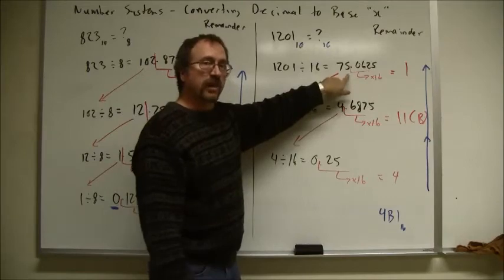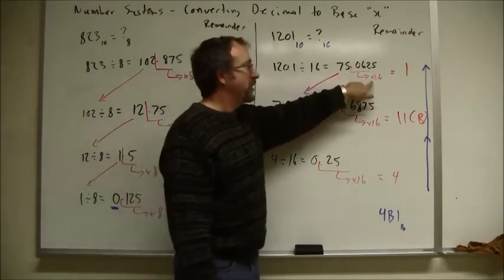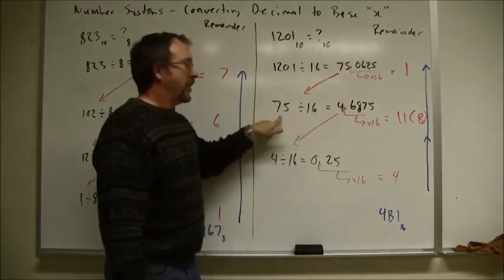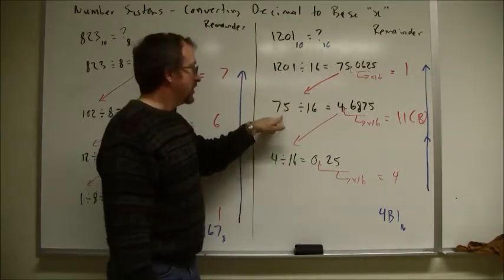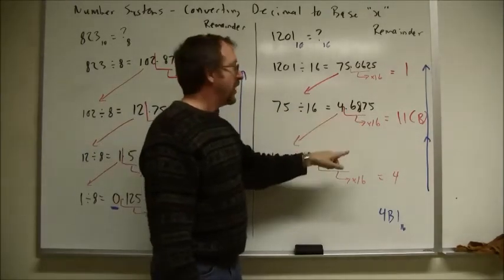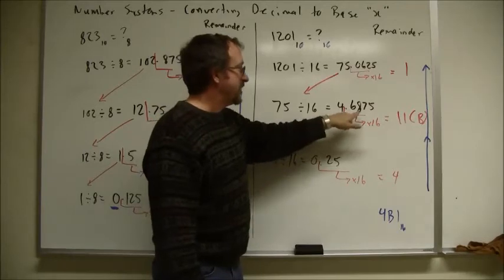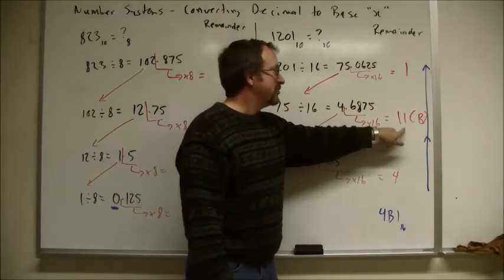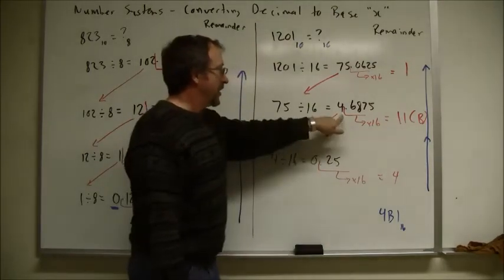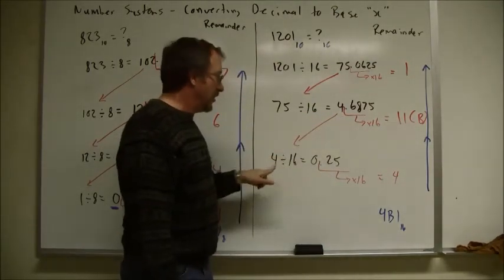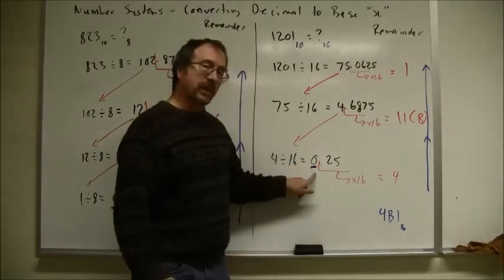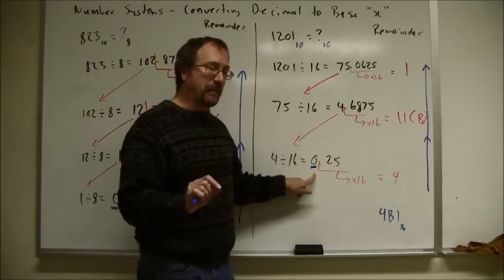Take everything to the right of the decimal, 0.0625, multiply that by 16, I get a 1 as my remainder. The 75, I bring down here. Take the 75, divide that by 16. Gives me 4.6875. Everything from the decimal over, 0.6875, and multiplied by 16, gives me 11, which remember in hex is the letter B. Bring everything on the left of the decimal, the 4, down here. 4 divided by 16 is 0.25. The 0 on the left of the decimal means this is my last step.